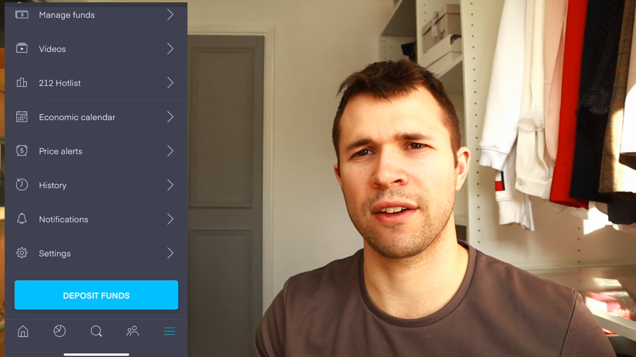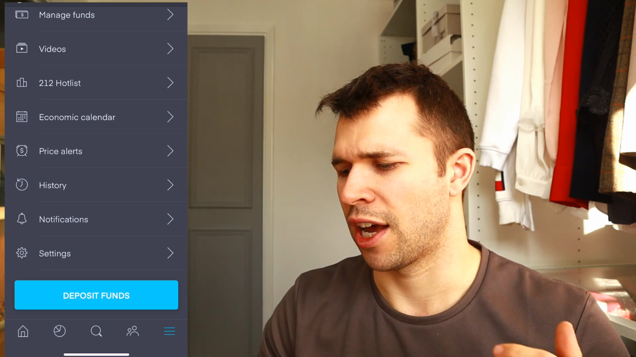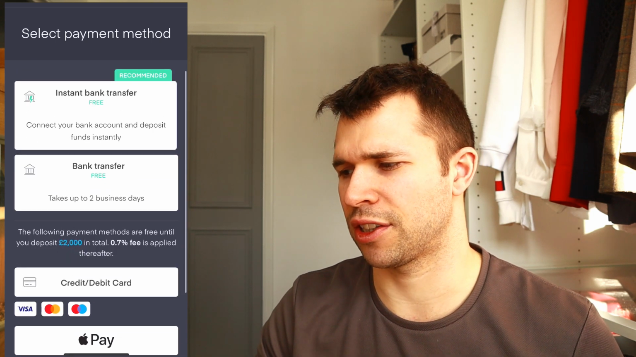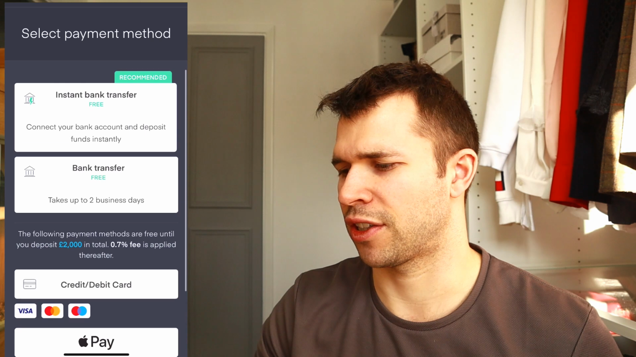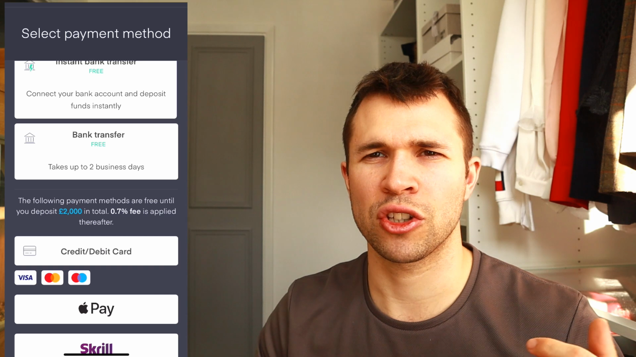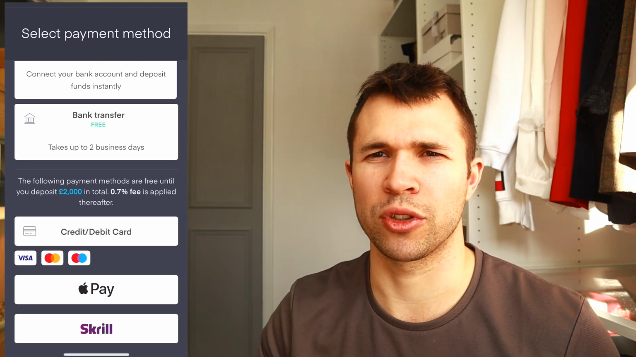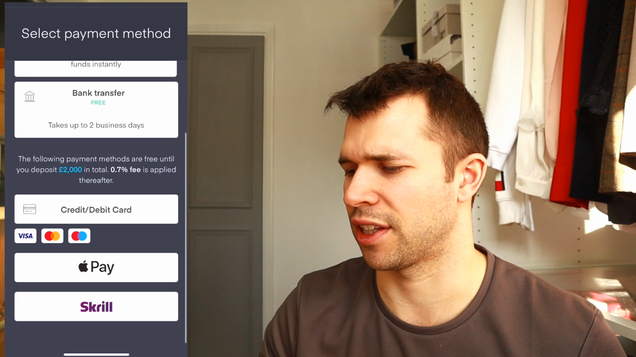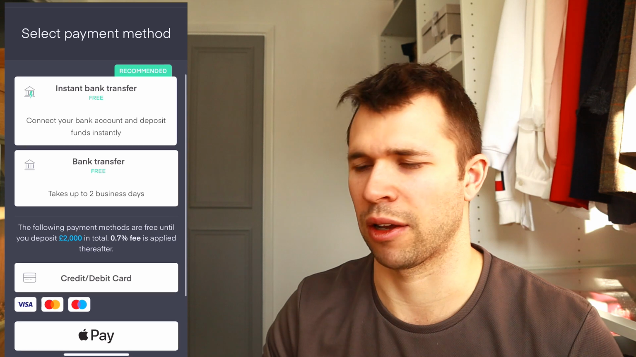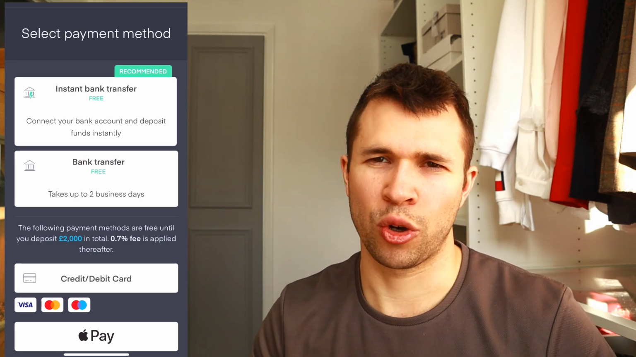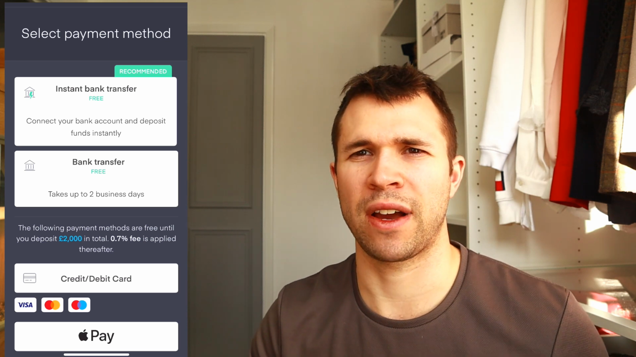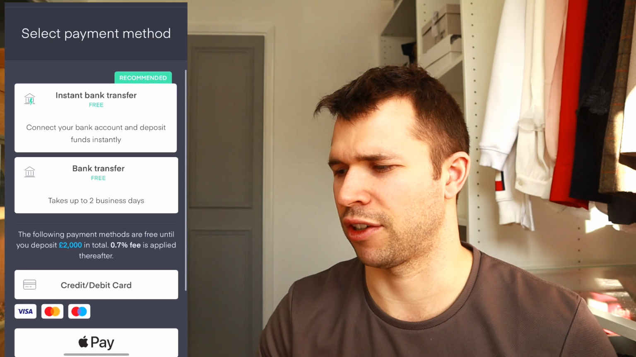To fund your account, all you have to do is sign yourself up, of course, and then hit deposit funds, and then that will give you the option to conduct an instant bank transfer, a bank transfer that takes up to 2 business days. You can use a credit or a debit card, but after the first £2,000 you incur a 0.7% fee on what you invest into the account. And then you can also use Apple Pay and Skrill as well, which are all really easy, quick options to use. Apple Pay, all you have to do is double click the side of the phone, do Face ID, and your deposit goes straight into your account.